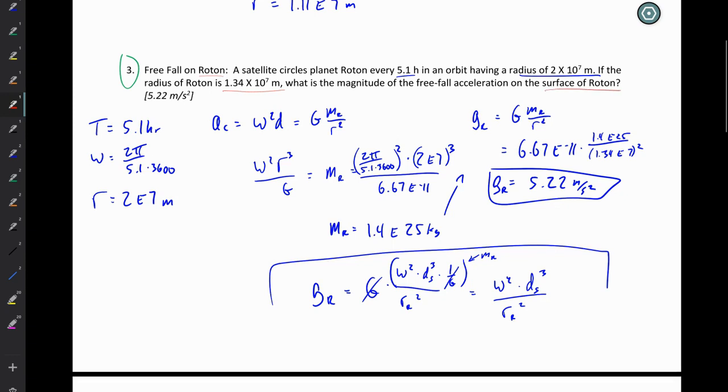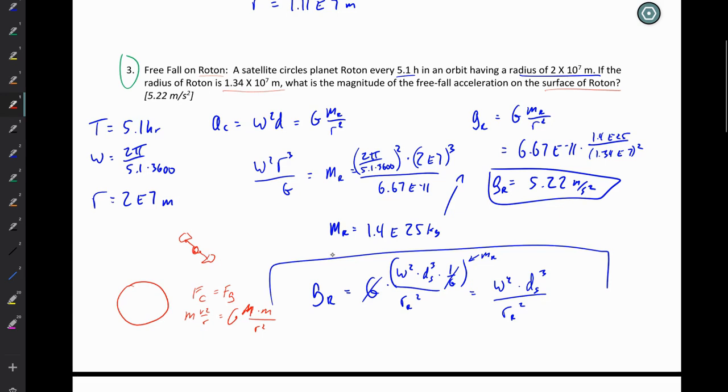surface of Rotan? All right, well, we're given this planet Rotan and a satellite out here, and we're told something about the orbit of this satellite. Well, the orbit of this satellite exists in circular fashion because the centripetal force equals the gravitational force. So mv squared over r equals big G, big M, that'd be the mass of Rotan, times the mass of the satellite over r squared.